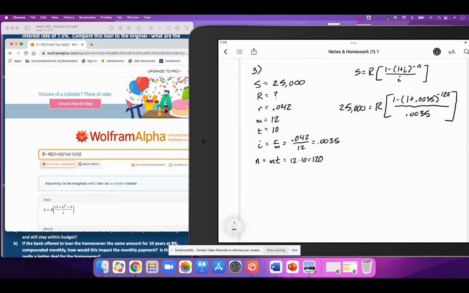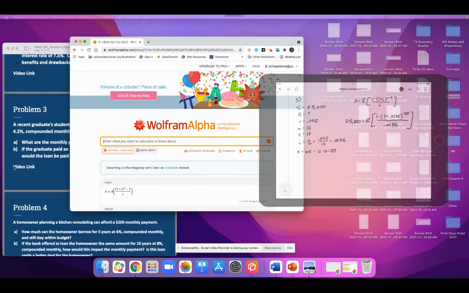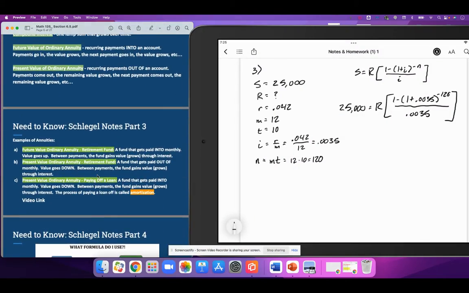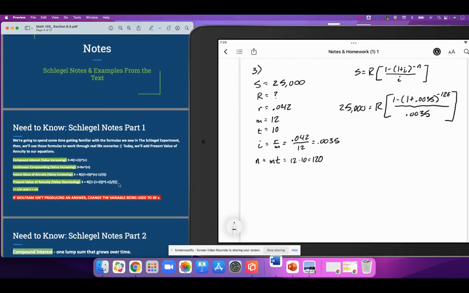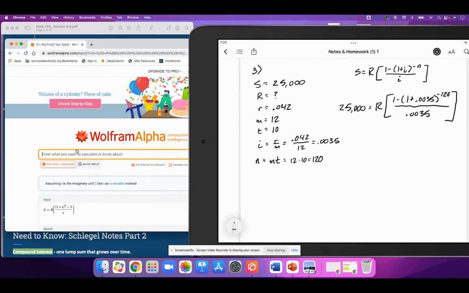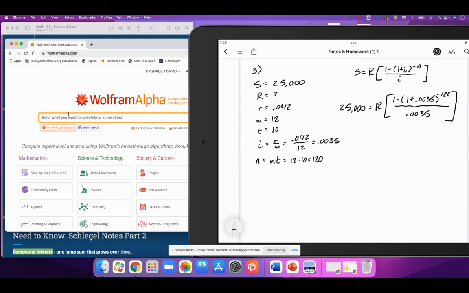And so we've got 25,000 bucks. We don't know the payment. I is 0.0035. And is this the wrong formula? That is the wrong formula. Okay, forget that. We need to come back and grab the right formula. That one just happened to be in Wolfram when I opened it, so I assumed it was the correct one, and it was not. So there we go. I'm glad I caught it.